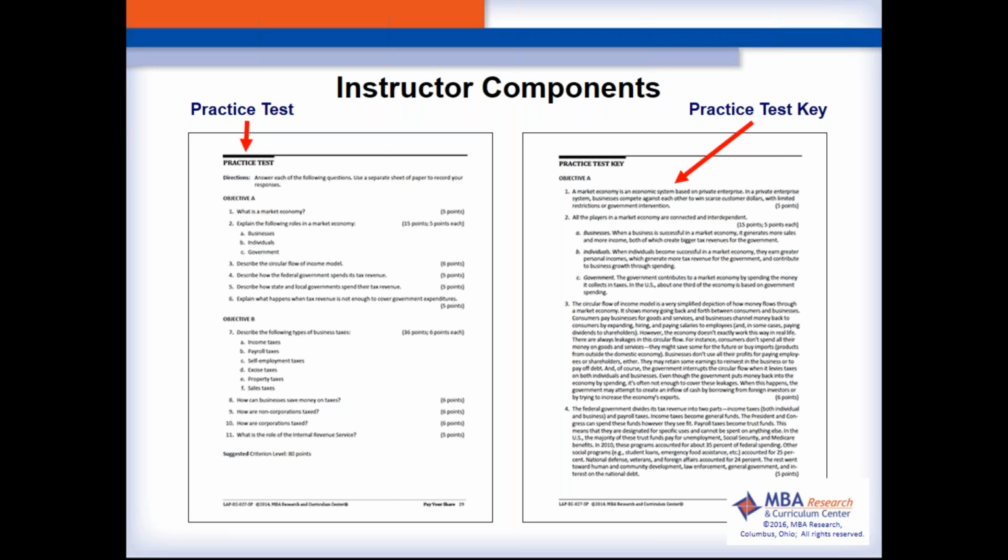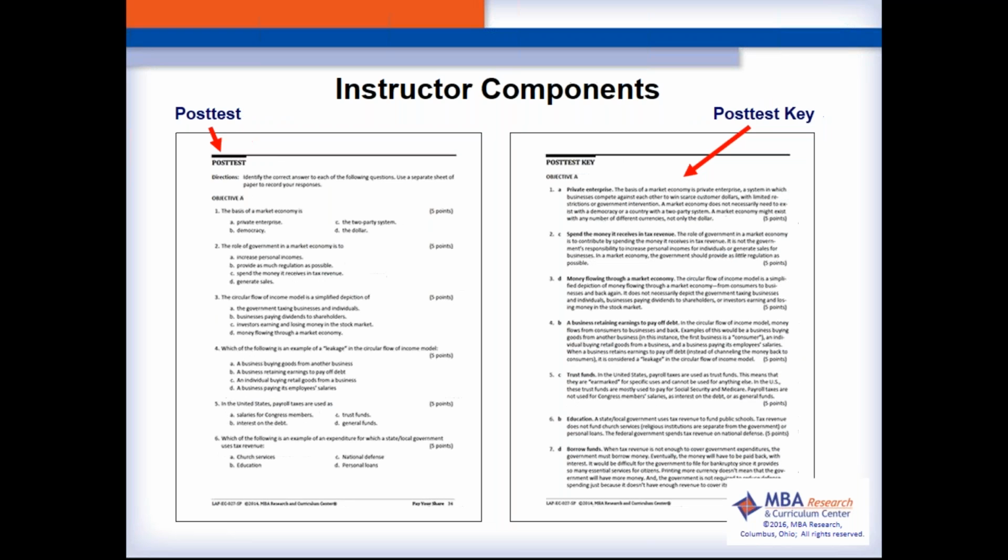For example, here under Objective B, there are a number of taxes listed. They might hand each student or a group of students or a table one of those types of taxes and have them go out and look up an example of those taxes online.